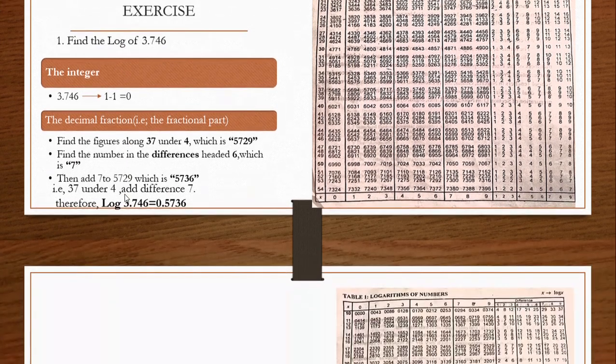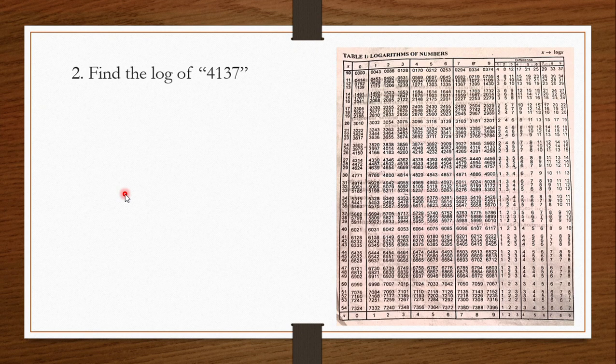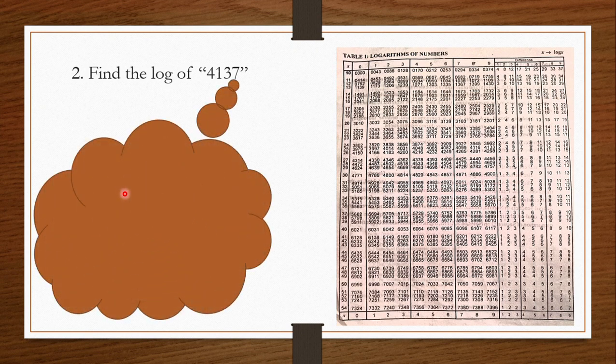Next, this is also another question. Find the log of 4137. Before we show the solution, let's try solving it. From here, the decimal point is at the end of this number because it's a whole number. There are 4 digits before the decimal point. So the integer will be 4 minus 1. Let's count it: 1, 2, 3, 4. That's 4 digits. So 4 minus 1 is 3. Our integer is 3.